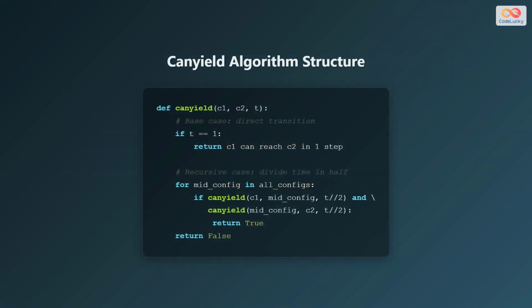Let's examine the structure of the CANYIELD algorithm. The algorithm is defined as def CANYIELD taking input C1, C2, and t. If t equals 1, this represents our base case where we check if configuration C1 can reach C2 in one step. Otherwise, in the recursive case, for each mid-configuration in all configurations, we check if CANYIELD(C1, mid-configuration, t // 2) and CANYIELD(mid-configuration, C2, t // 2). If both of these calls return true, we return true. Otherwise, we return false. The CANYIELD algorithm efficiently determines reachability by recursively dividing the problem into smaller subproblems.